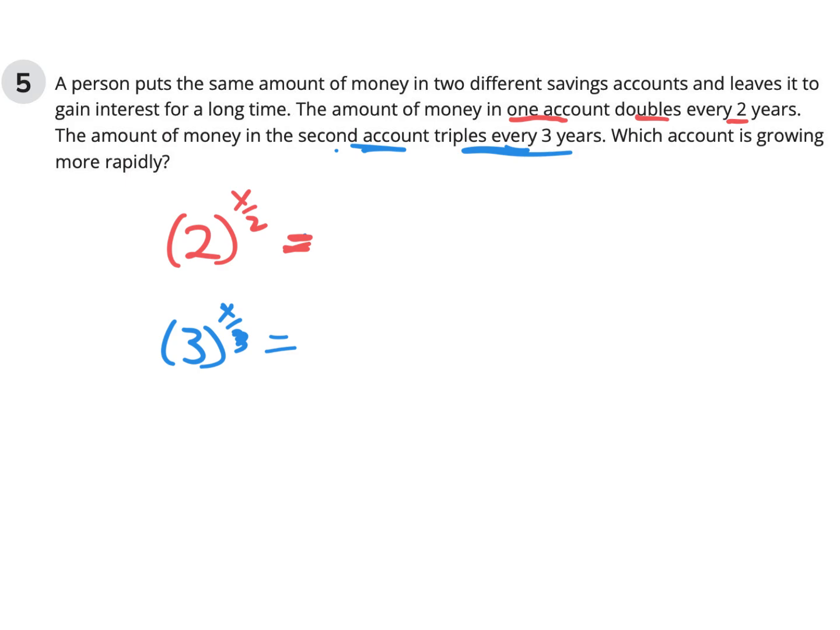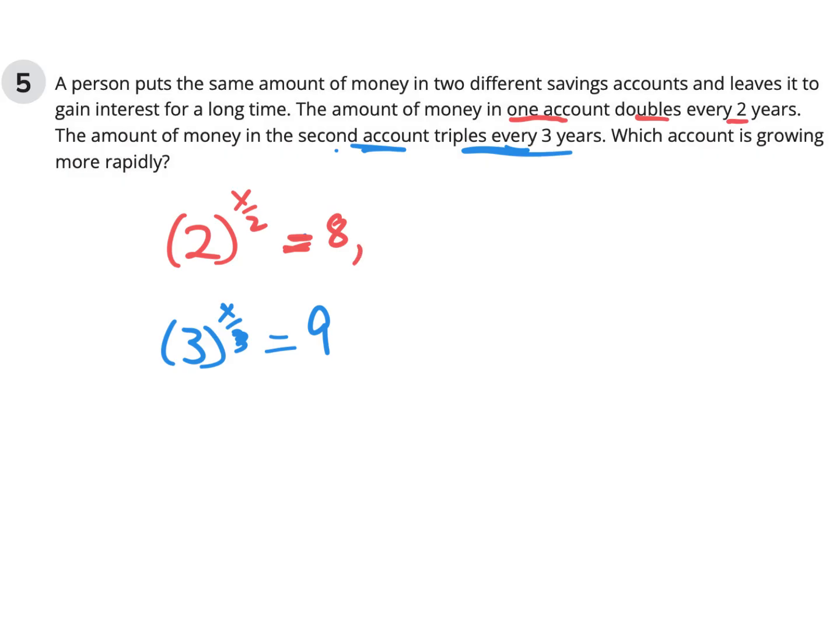In 6 years, the account has gone up 8 times. Our money went up 8 times. And in the second account, it went up 9 times. So over a long period of time, you would rather have your money in the second account.